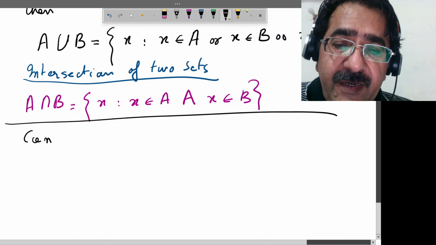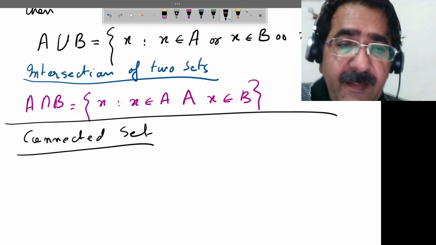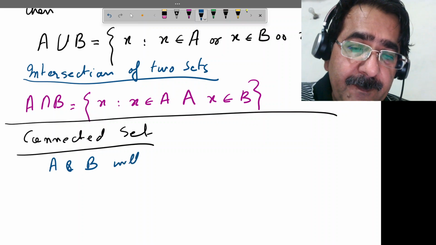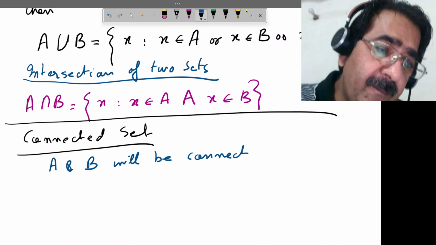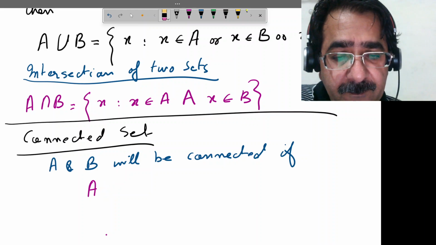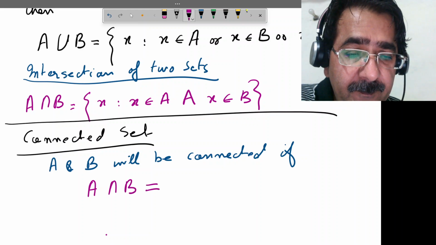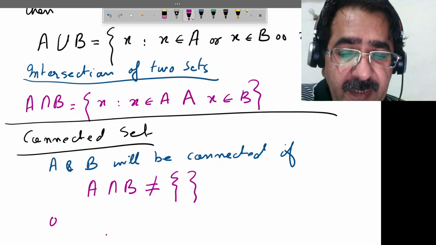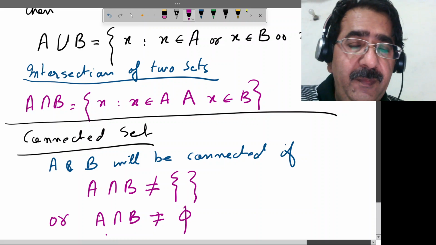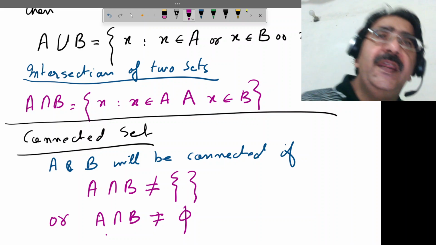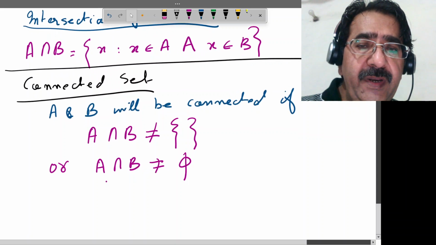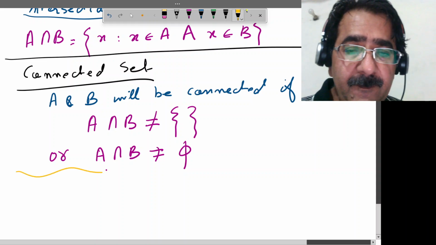So according to this definition, I may define a connected set. A and B will be connected if their intersection, A intersection B, is not phi. Okay, then that will be a connected set. It means the intersection means they have a common element. If A and B have a common element, then that will be defined as a connected set. Disjoint set.